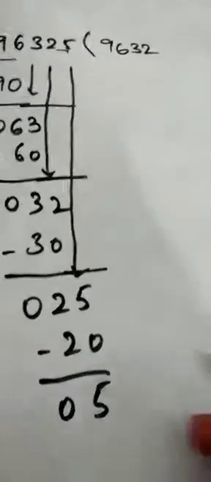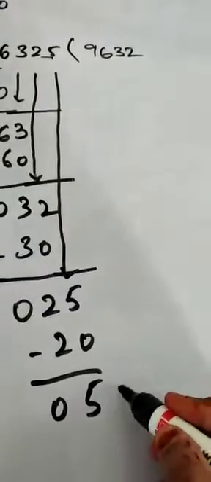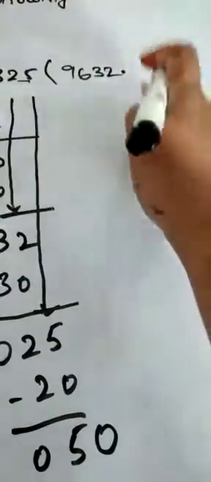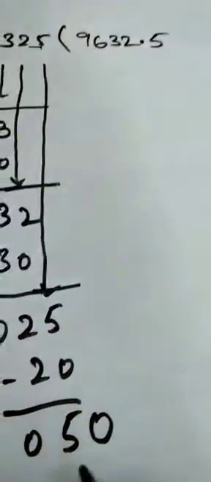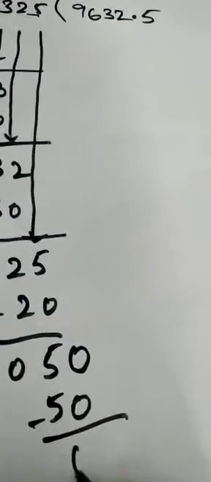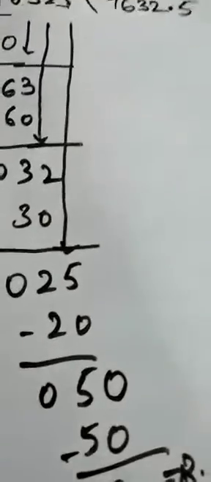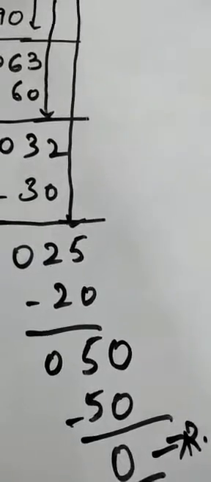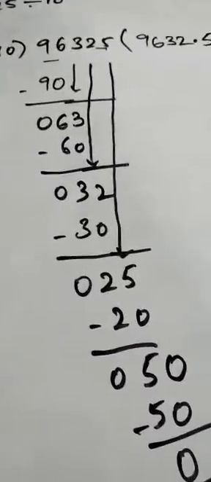If you want 0 as your remainder, you have to take 0 here and keep a point here. After keeping the point only you can take 0. So 10 fives are 50. 50 minus 50 is 0. So this will be your remainder. If you want your remainder, you have to take the point, or else no need. You can stop your problem also, no worry. Understood? This is the process to solve the problem.